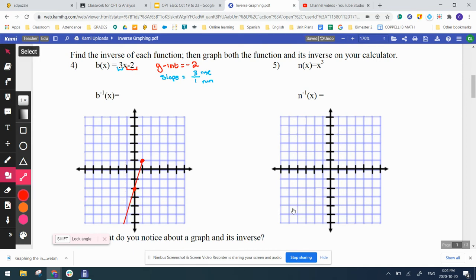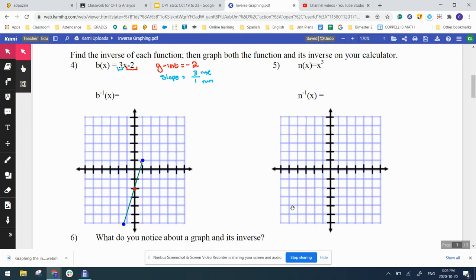There we go. You always want your line to extend right to the end of the graph. So still going through those 2 points. Oops, just a little bit. There is the graph of our function. So this is the graph of b of x.